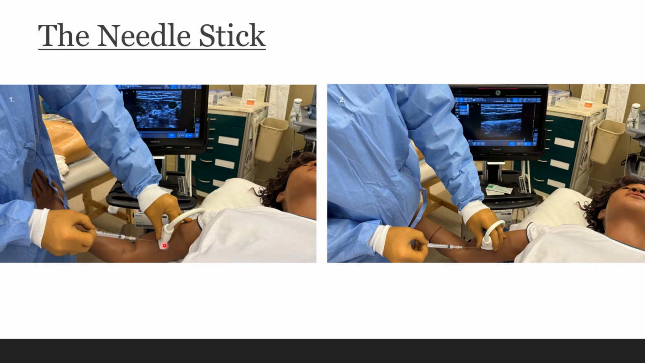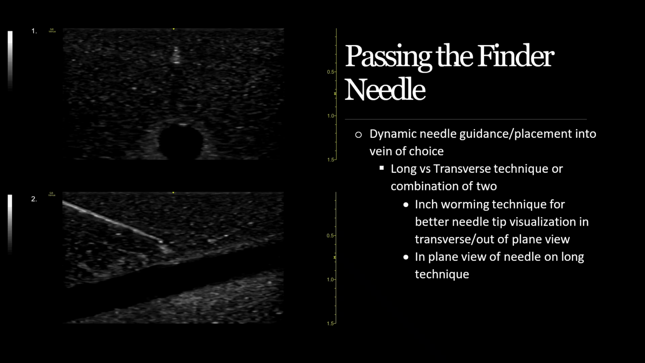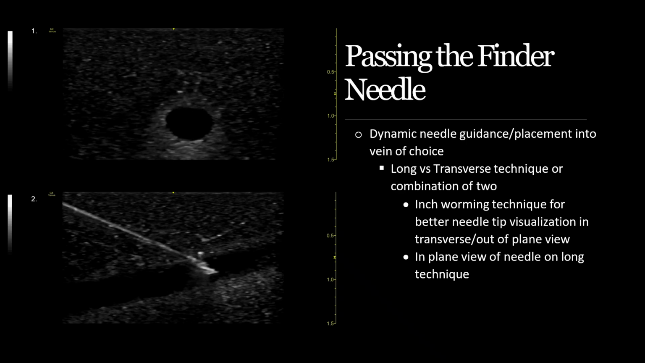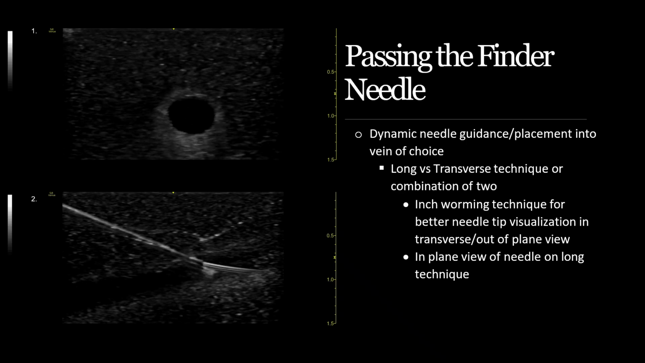So we've got our transverse orientation probe. So we have our short axis technique. Or if you're more comfortable or you have a better view, you can use that longitudinal orientation or the in-plane technique to begin sticking your vessel of choice. So now we're starting to pass our needle, and we have our two main techniques to do that. You can either do one or the other or a hybrid approach.